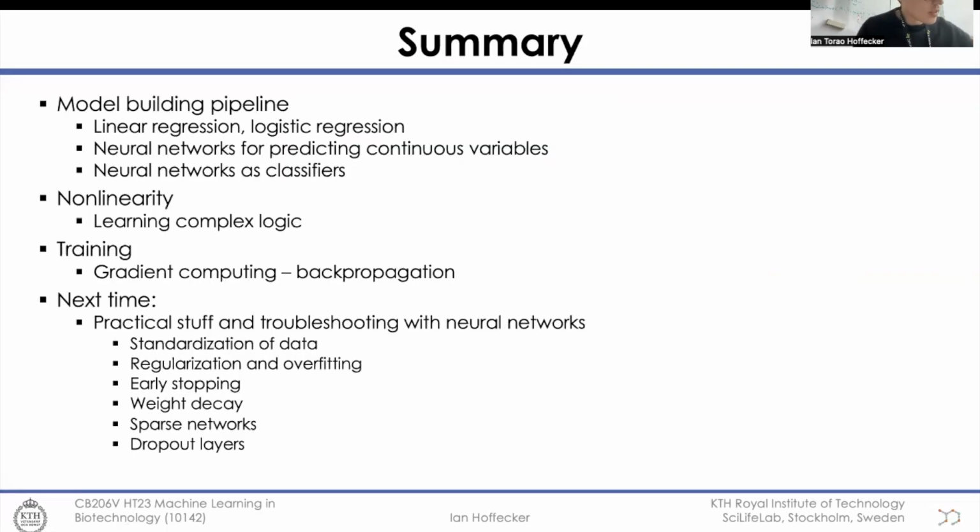So that is it for today. And to go through things, we have this pipeline, and it's very similar for linear regression, logistic regression, and neural networks, where we have a model, we want to compute the gradient, and we're going to take steps to minimize our loss function. And we have these non-linearities that linear models are not good at predicting, such as XOR logic. And we went over training, computing the gradient using backpropagation and the chain rule.